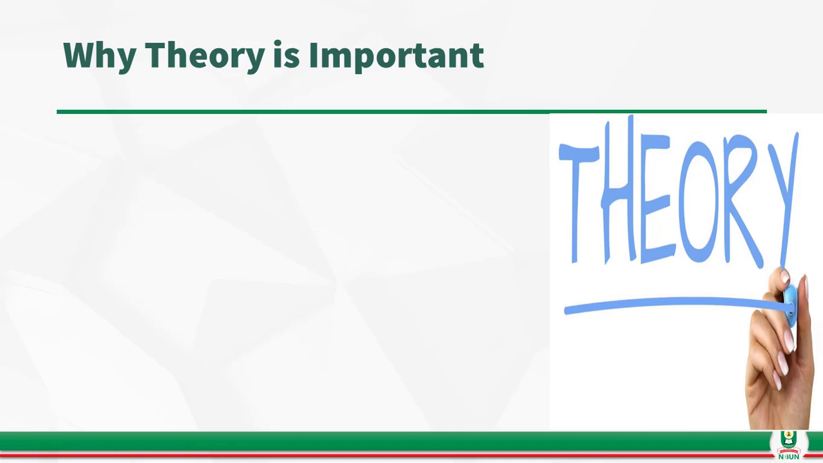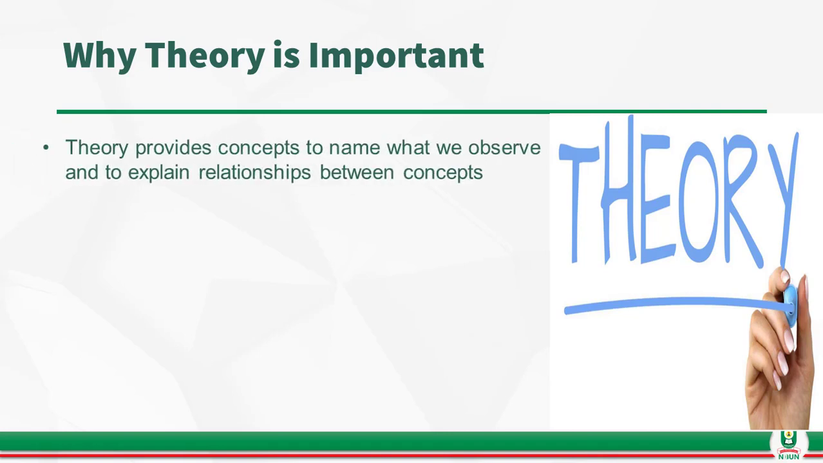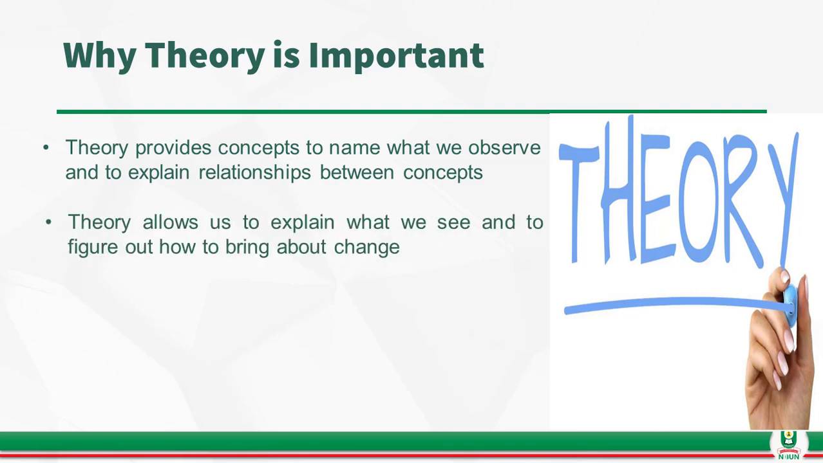Now, why do we need to study theory? Why is theory important? We have so many reasons. The first one is that theory provides concepts to name what we observe and to explain relationships between concepts, because theory will give clarity and explanation to what really happened. Another one is that theory allows us to explain what we see and to figure out how it brings about change. That is why in the laboratory, when you mix something together, it will give you a result.